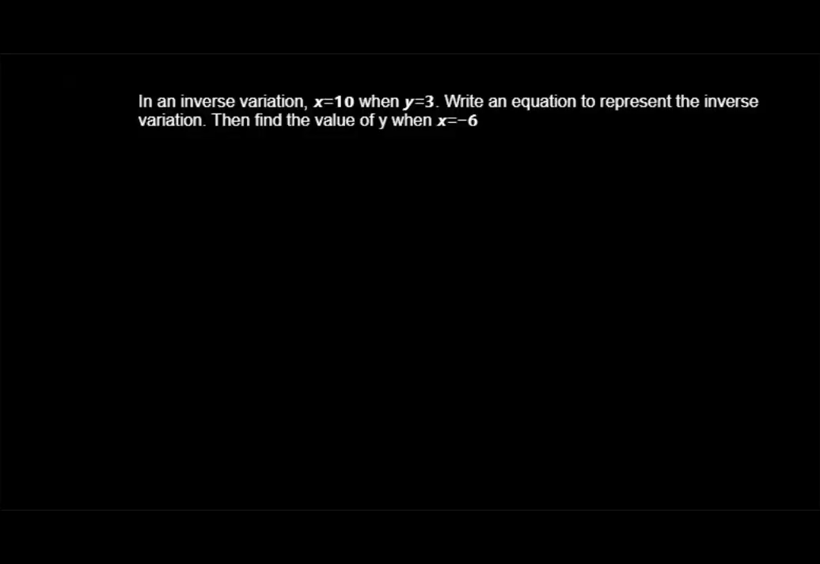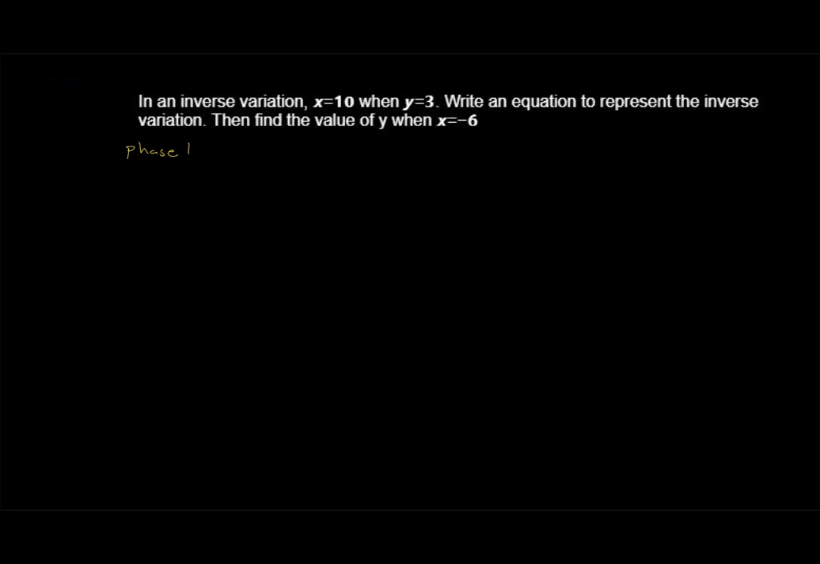Okay, this example starts off with, in an inverse variation, x is 10 and y is 3. We're going to write the equation to represent the inverse variation and then find the value of y when x is negative 6. Oftentimes with inverse variation problems, there are 3 different phases a problem might go through.